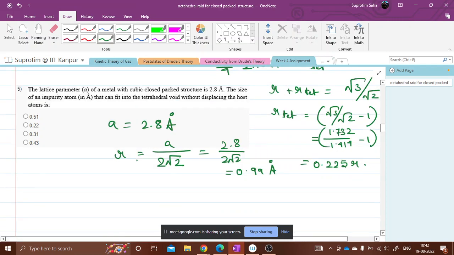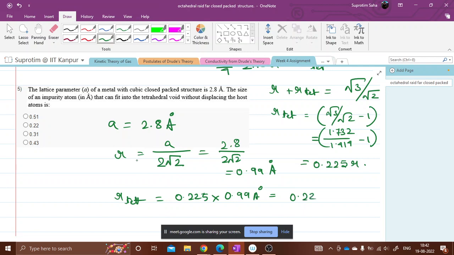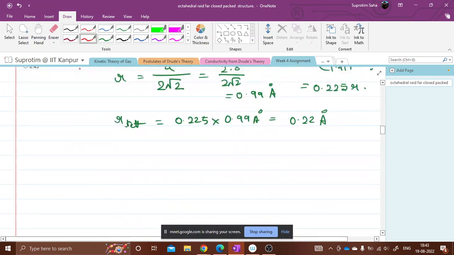And the size of an impurity atom that can fit in the tetrahedral void without displacing the host atom. Of course, now you found out that r tetrahedral is 0.225 R. Just multiply with 0.225 and you'll get 0.22 angstrom, right? So your r tetrahedral would be 0.225 times 0.99 angstrom, and that gives you 0.22 angstrom, right? The correct answer is a short numerical, but understanding is important. Just that you know it and you get to it.